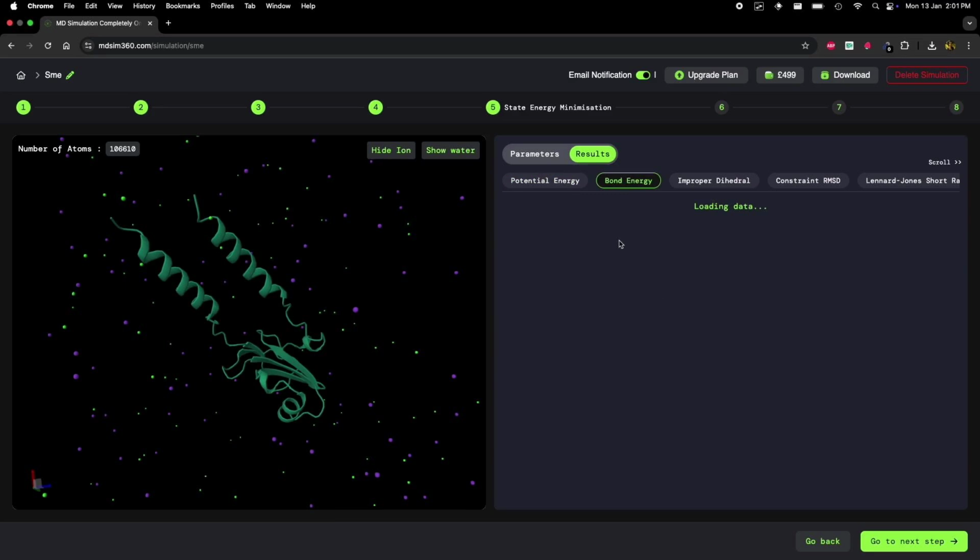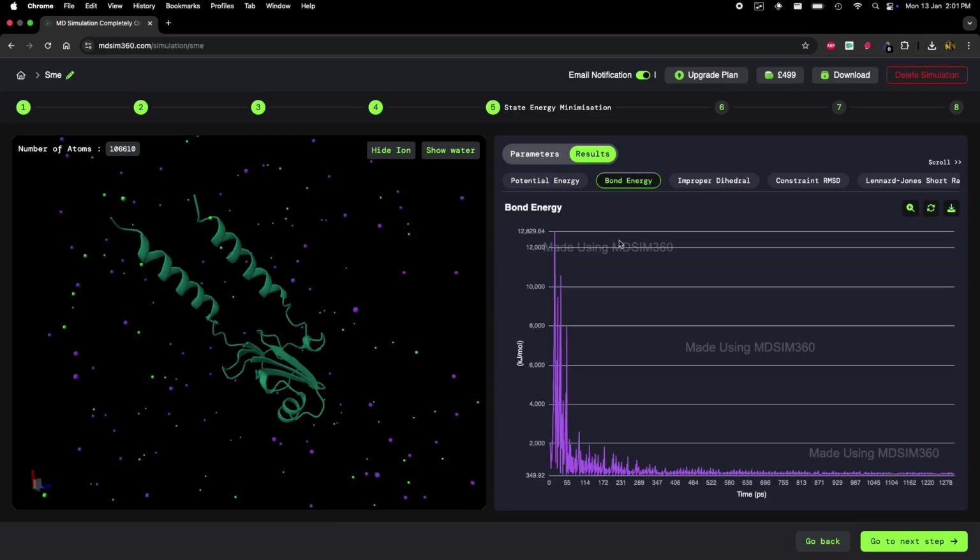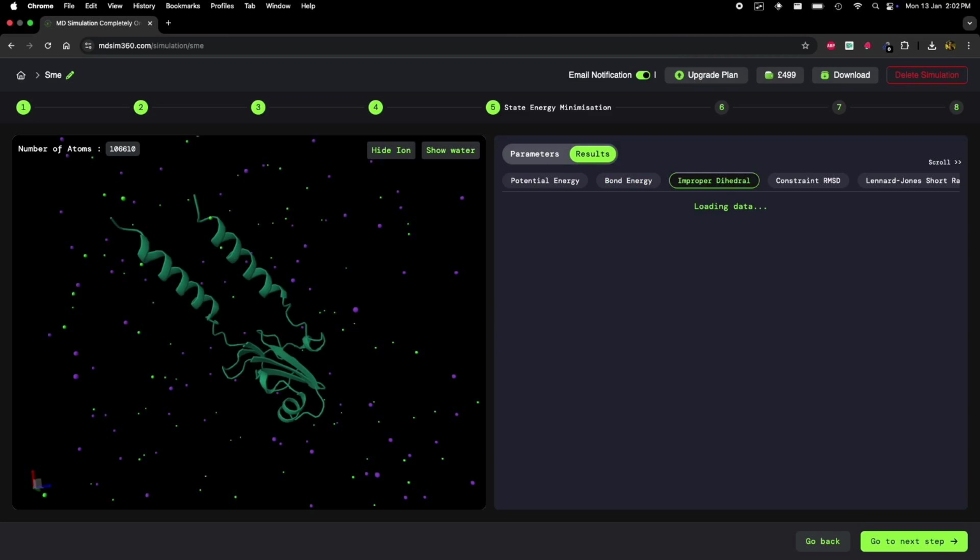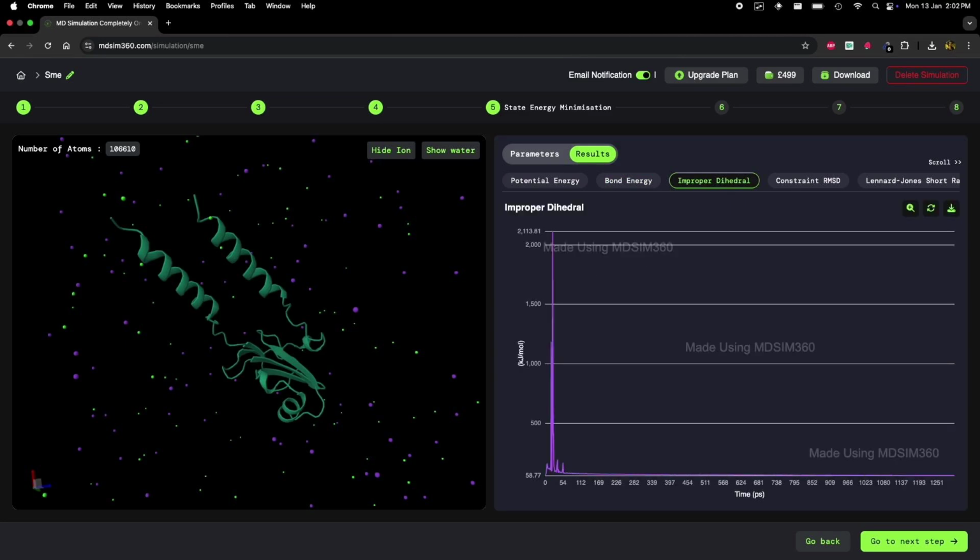Other graphs, like bond energy and dihedral angles, should show a steady decrease or stabilization. For example, bond energy might initially peak at a high value, but it should drop and stabilize as the process completes. Similarly, improper dihedral angles, which represent torsional strain, should normalize to natural values.